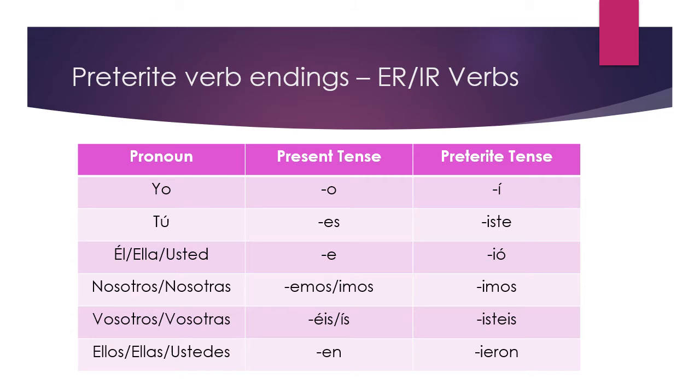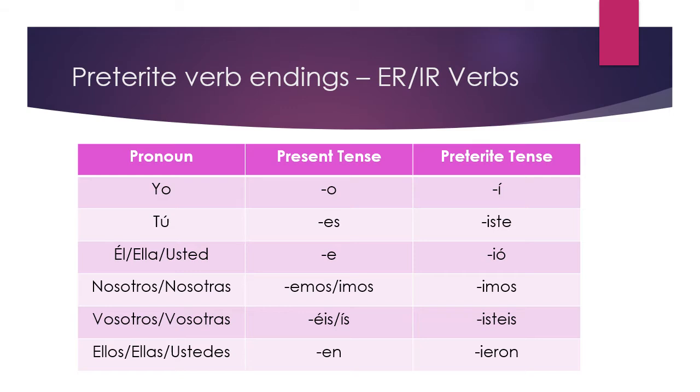Ahora, a formar el pretérito, hay unos fines. There's some endings that you use to form the preterite with er or ir verbs. Luckily, they're the same for both er and ir verbs in the preterite. Okay, in the present tense, the endings vary slightly. In the preterite, all the endings are the same for the er and ir verbs. There are 6 of them.